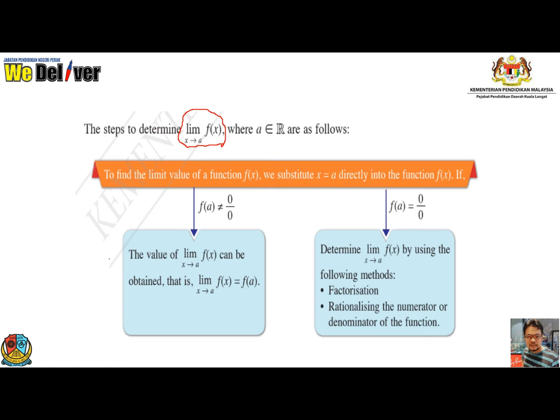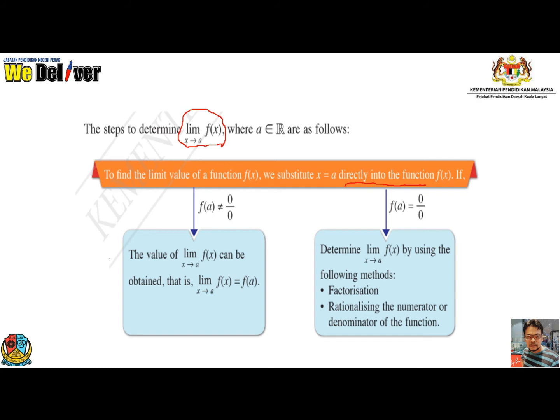If f(x) is not a fraction, to find the limit value of function f(x), we just substitute the value of x equals a directly into the function f(x). Then you get the limit value of the function. Notice here that f(x) is not a fraction. But if f(x) is a fraction, we have two cases here.